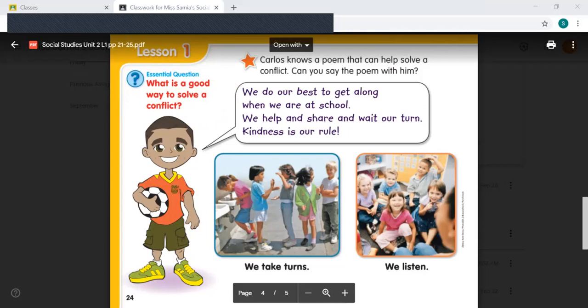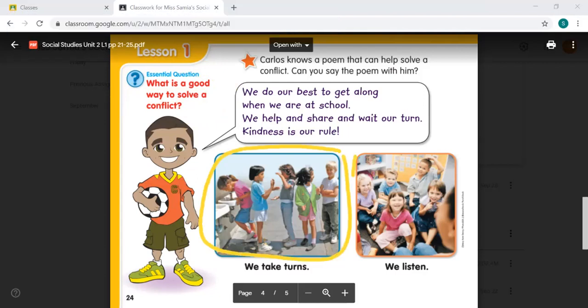Well, we see some pictures over here of students, right? So what rules are these children following? What are they doing in this first picture here? What does it look like they're doing? Well, it looks like they're waiting in line, right? Because someone is drinking from the water fountain.